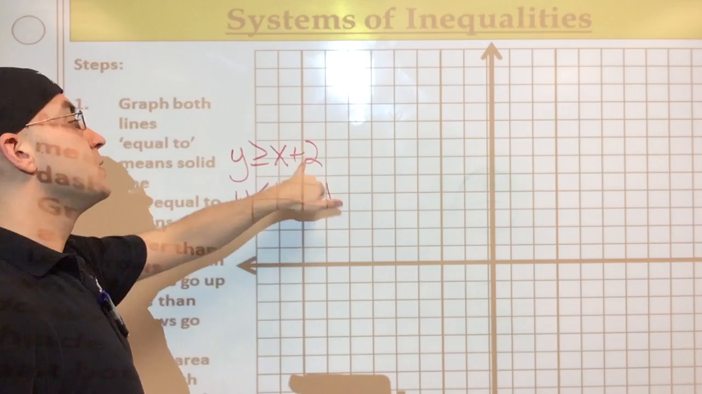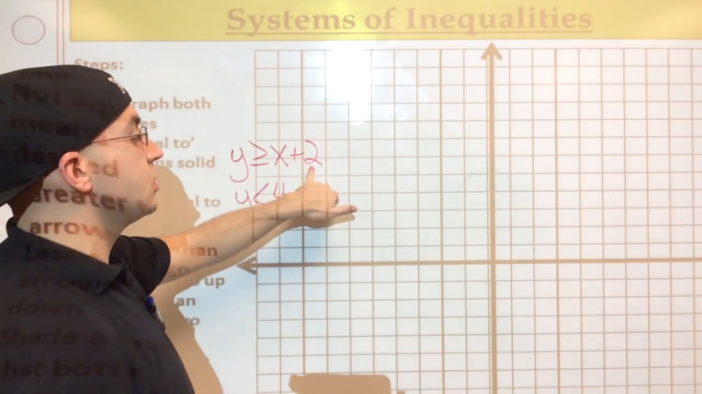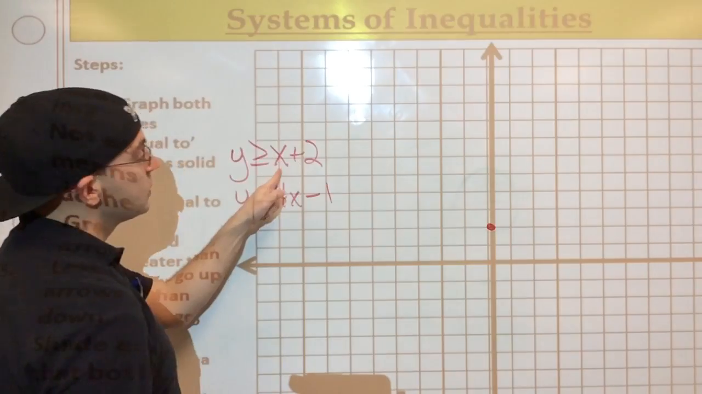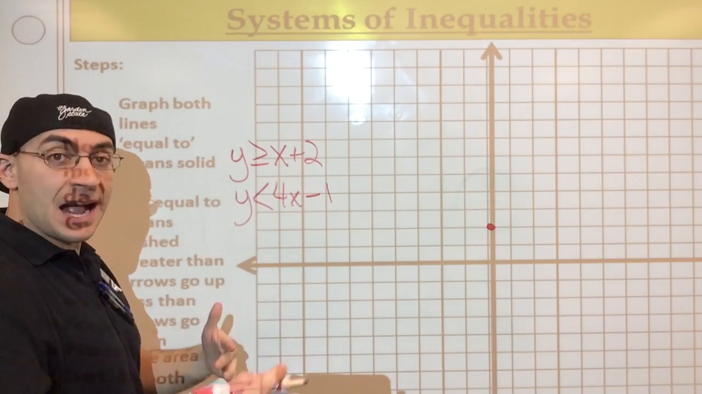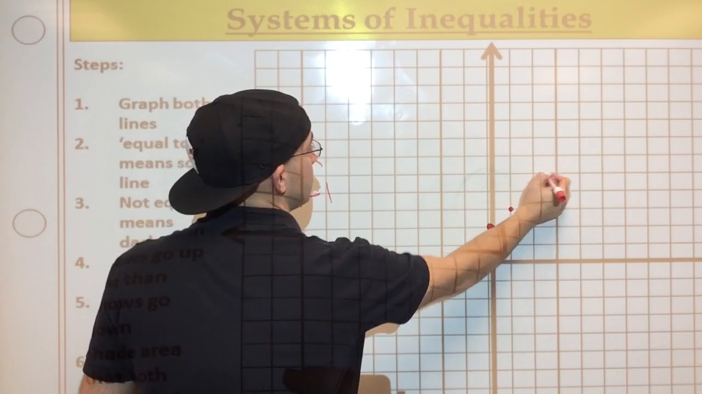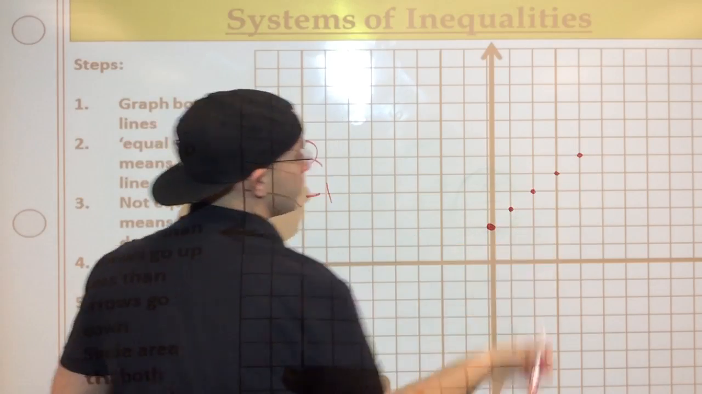Graph them first though. Top line, I'm going to go and find 2 on the y-axis. This is the y-intercept. Here we go, make a point. The slope here is 1. Make it a fraction, 1 over 1. So up 1 over 1. Up 1 over 1. I'm going to just do a couple of them. I'm not going to make a line just yet.